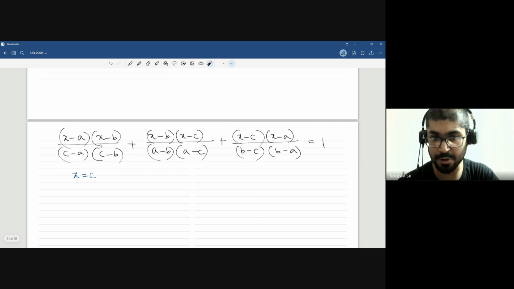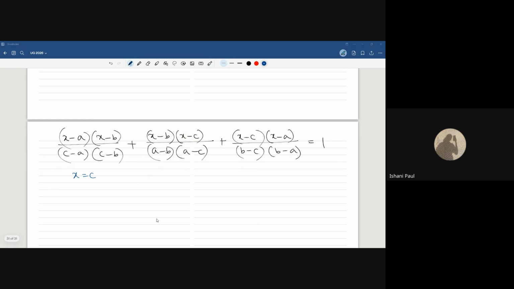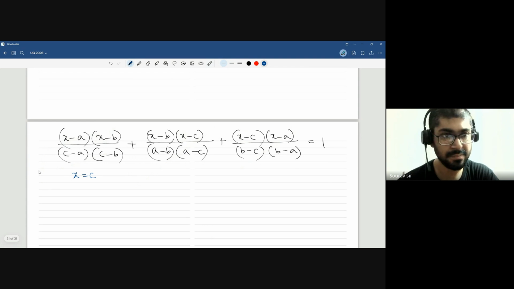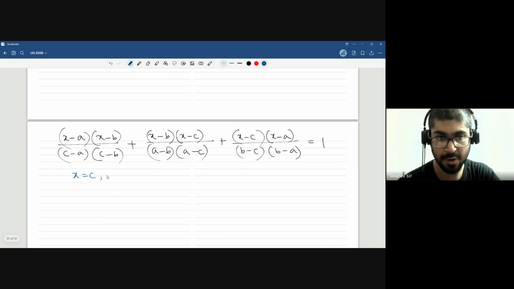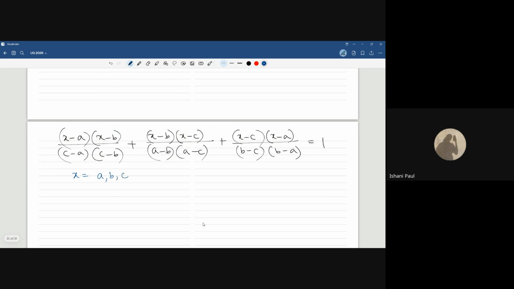Because if I put x equal to c, this part will go to 0, this part will go to 0, and it will remain c minus a, c minus b. This will cancel up to be 1. So x equal to c works. What are the other values? b and a. So x equal to b. Basically x equal to a, b, and c, right? Yes, sir. Okay, fine. All of you agree?